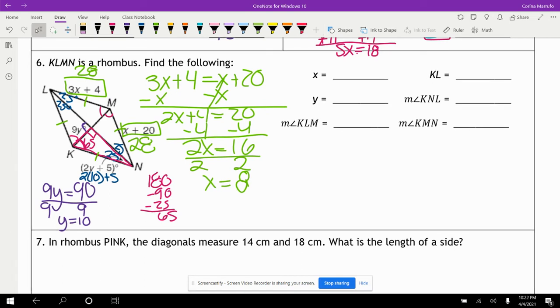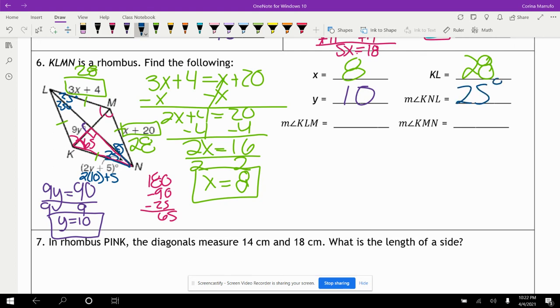So for x, we said x is equal to 8. We found it right here. For y, we said y is equal to 10. We found it right here. From K to L, we said all the sides are the same, so it has to be 28. The next one's asking us for angle KLN. So they're asking us for this number here, which we said is 25 degrees.